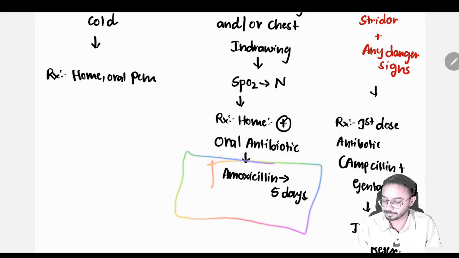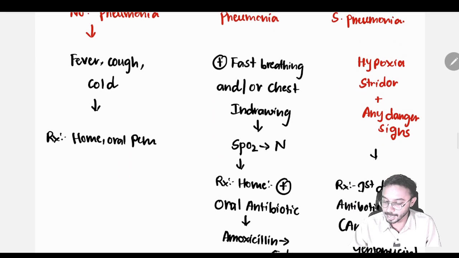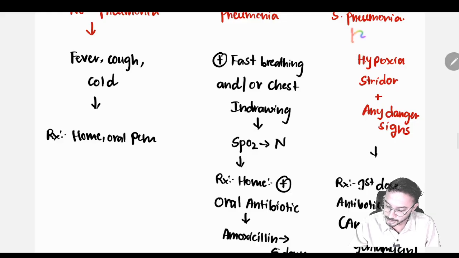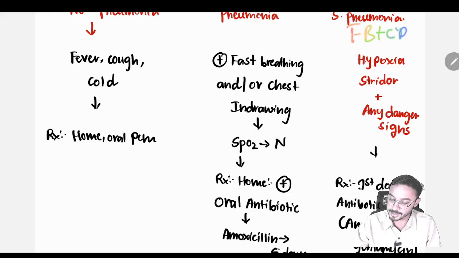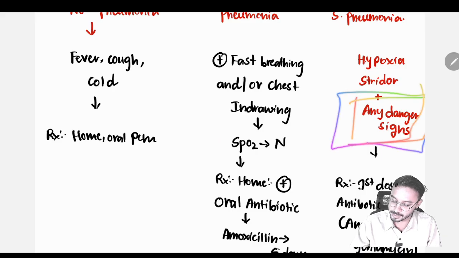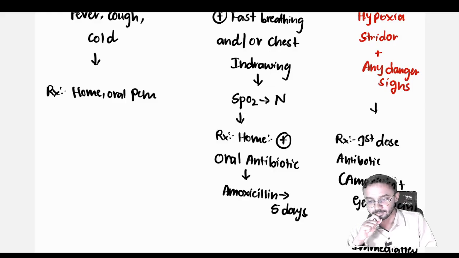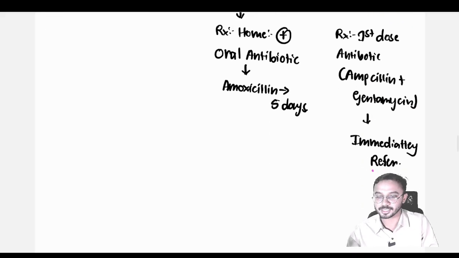5 days. Okay. And in severe pneumonia, what will you find? Fast breathing plus chest indrawing is always present. In severe pneumonia, this is very important: danger signs. So what do you mean by danger signs? If the child is having stridor, and so on, they use a mnemonic like the child is not able to feed and all. I will be teaching everything.